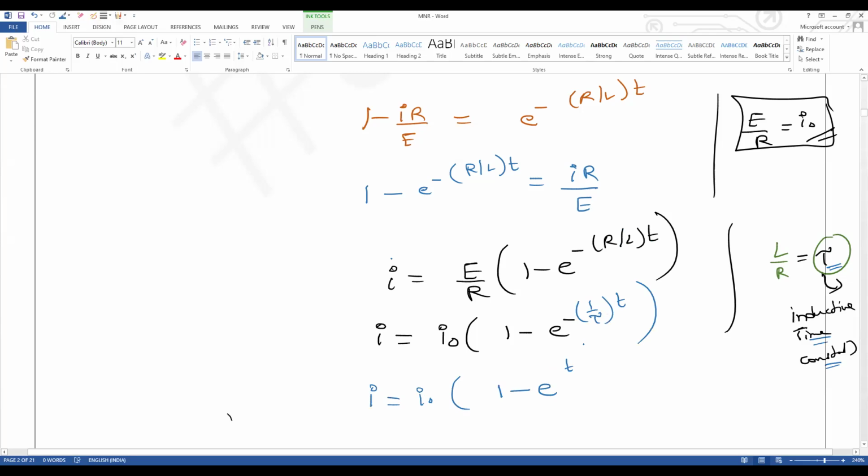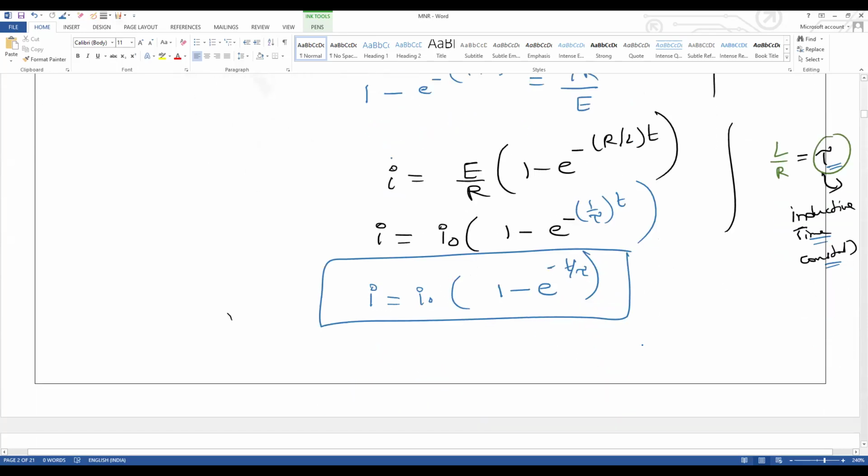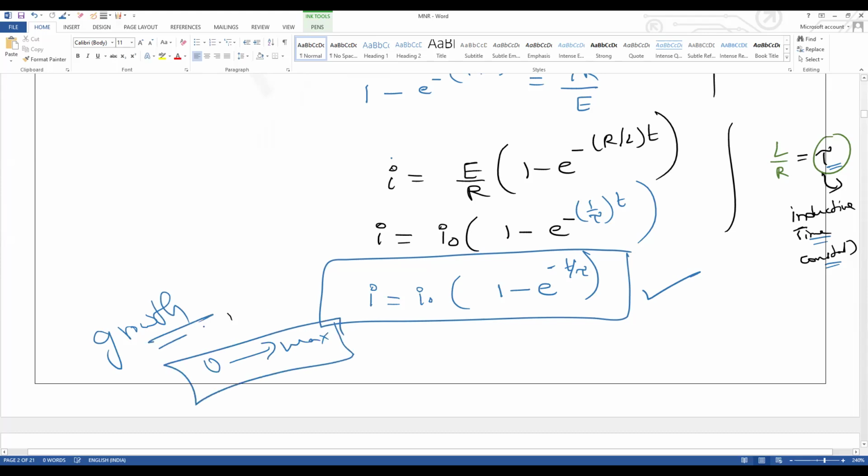1 minus e power minus t by tau. Will you all agree with me? Everybody, I want an answer, please. All of you? Yes, sir. So this is the formula, the growth formula. So growth from 0 to maximum of current, this is the formula. So please remember. Any doubt? Anybody can ask me. All of you okay, guys?